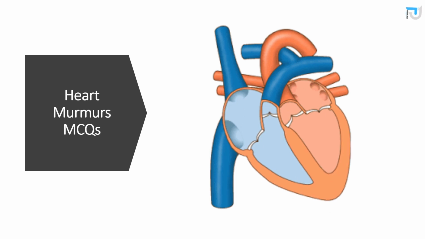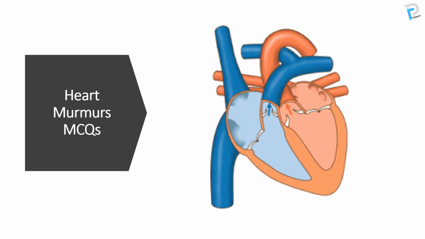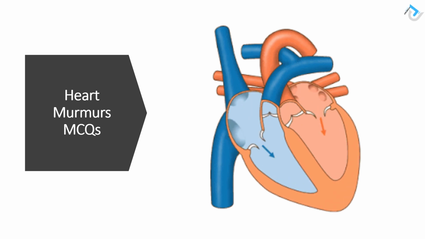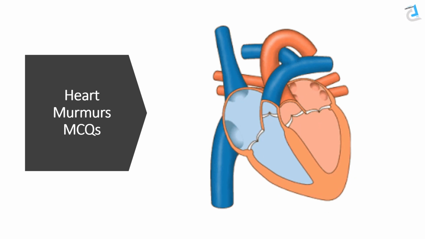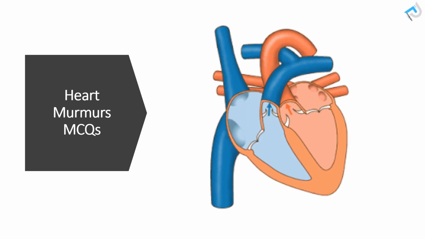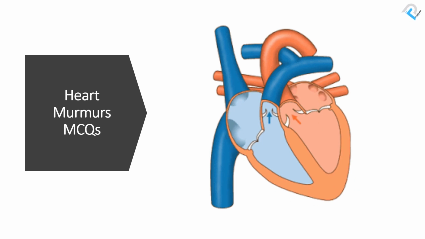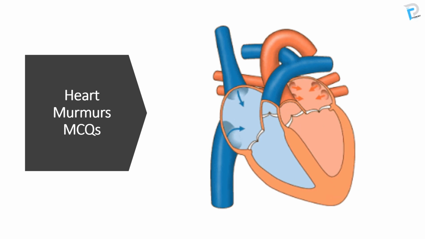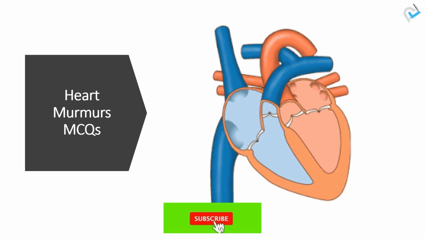Between the atrium and ventricle on the left side, we have the mitral valve. And between the right atrium and right ventricle, we have the tricuspid valve. These two valves we call atrioventricular valves, and atrioventricular valves should be closed during cardiac systole.